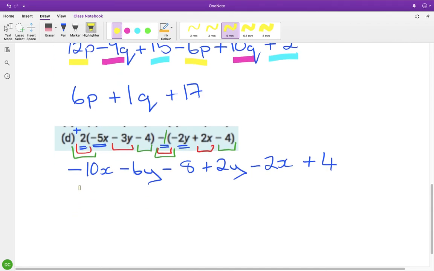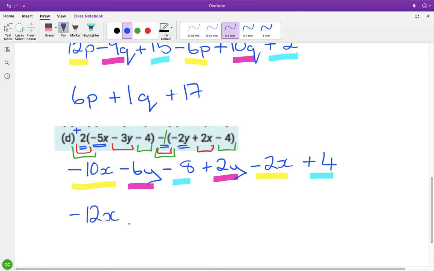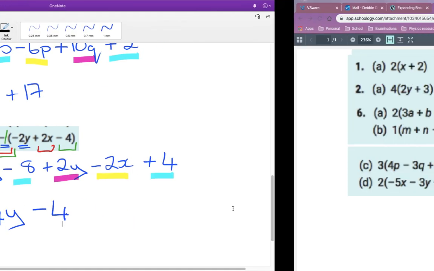Okay, pairing up, I have my x's, I have my y's, and I have my constants. So x's, minus 10 minus 2 is minus 12 for the x family total. Minus 6 plus 2 is minus 4 for the y family. And then minus 8 plus 4 is minus 4. Okay, so I think that's it, isn't it?